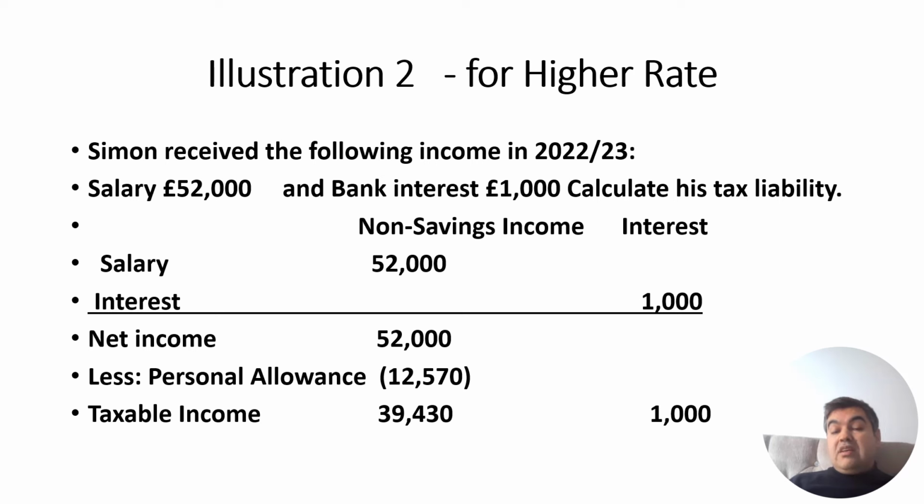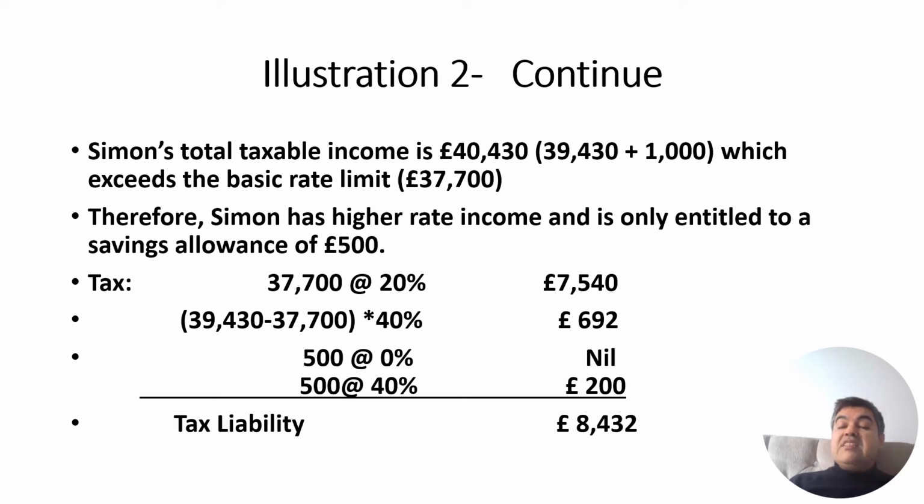If you add both taxable incomes, his taxable income exceeds 37,700. His taxable income is 40,430. So in this case he will pay tax at the higher rate, and then it's very simple. His personal savings allowance will be only £500.